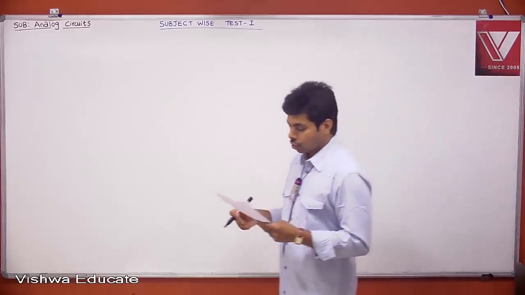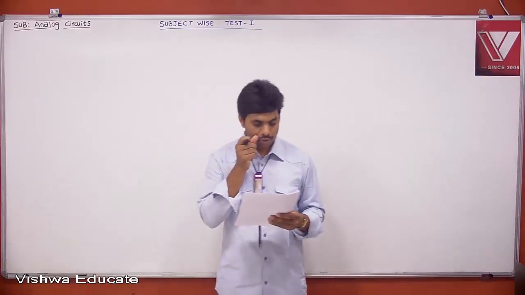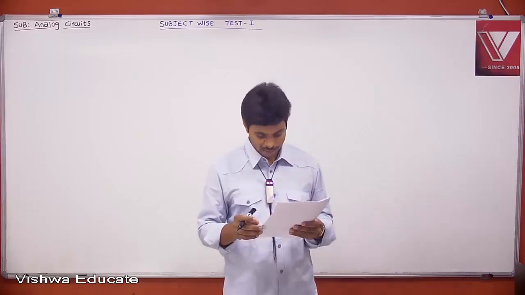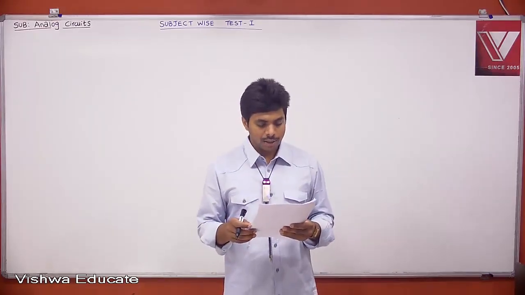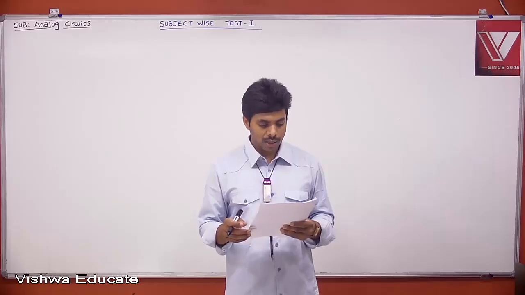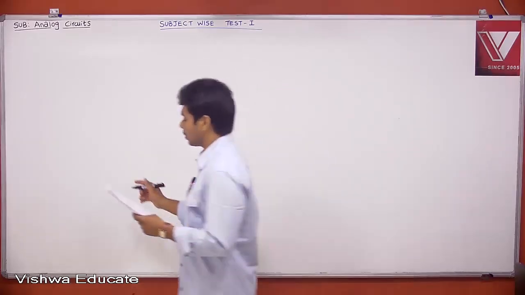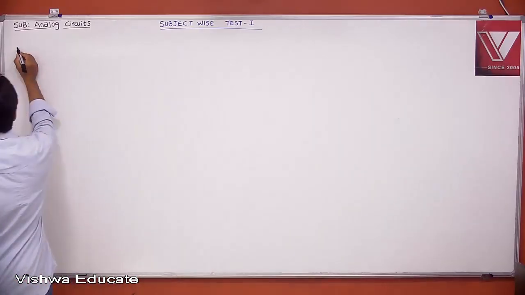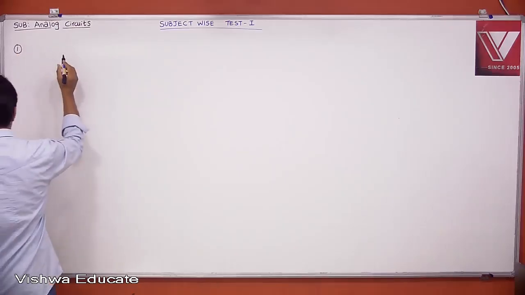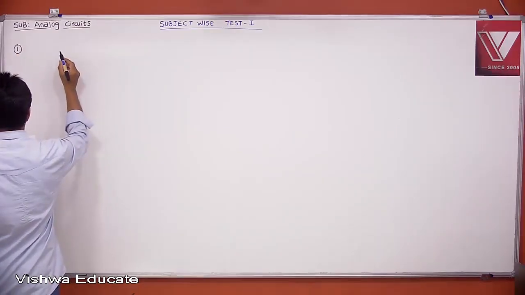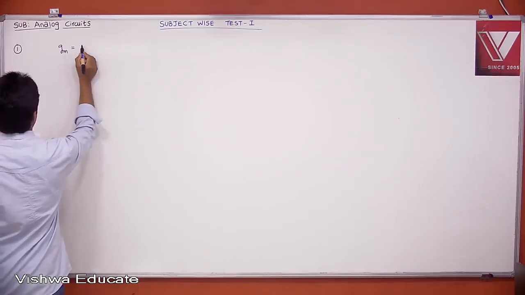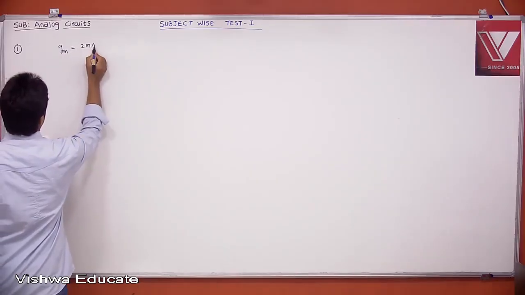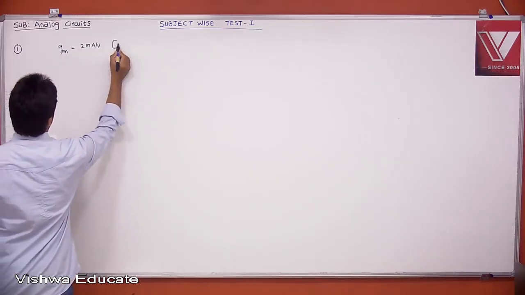The amplifier circuit shown below uses a composite transistor of a MOSFET and bipolar in cascade. All capacitances are large. GM of MOSFET is 2 milliampere per volt. This is the first problem. Therefore, given GM of MOSFET is equal to 2 milliampere per volt. This is for MOSFET.